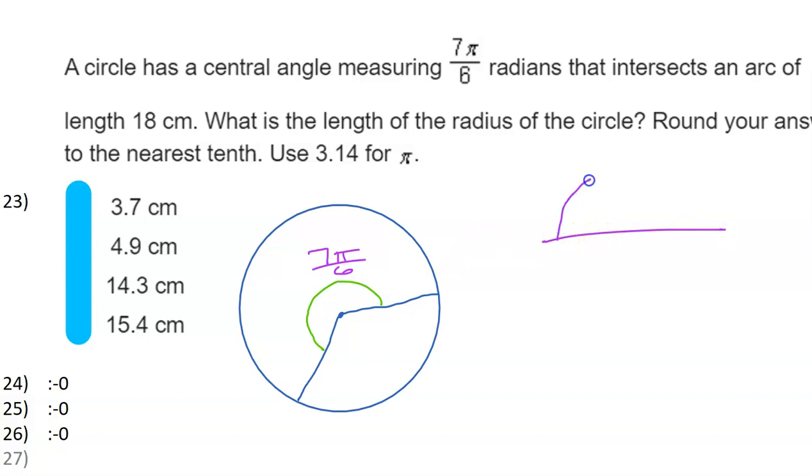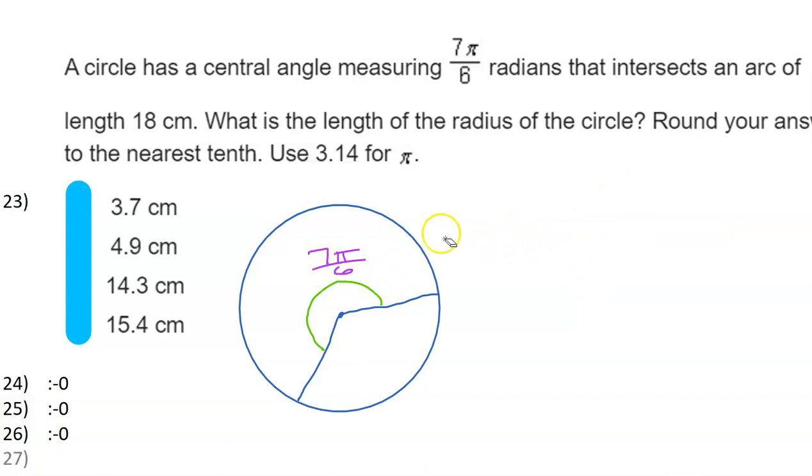So this would be a central angle of pi right here. And I know that pi is the same thing as 6 pi over 6. See how the 6's would cancel? 6 pi over 6 is pi. So I know 7 pi over 6 is going to be a little bit bigger than that. So that's why I've drawn it that way.